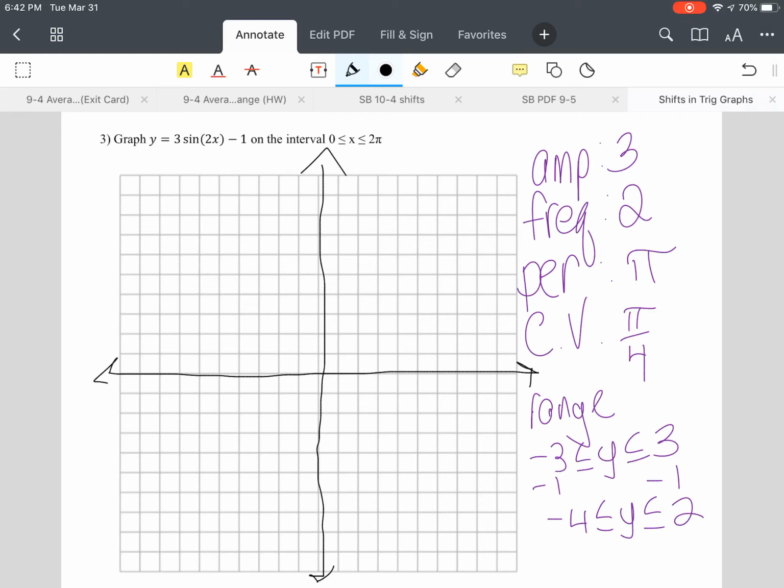We're graphing, oh, I didn't really need to go... Actually, I'm going to fix that. Not that it really matters, but since we're only doing 0 to 2 pi, I could start all the way on the left.